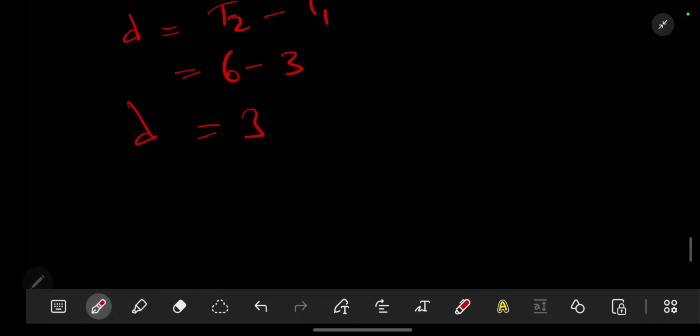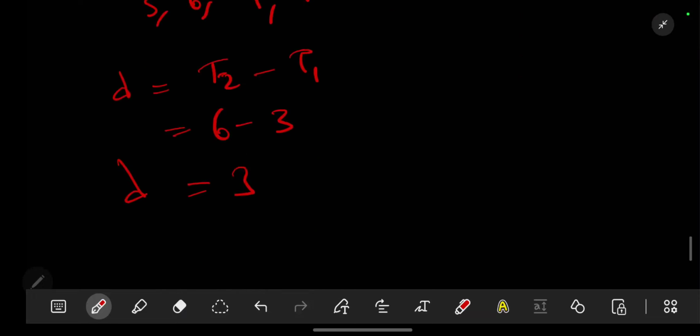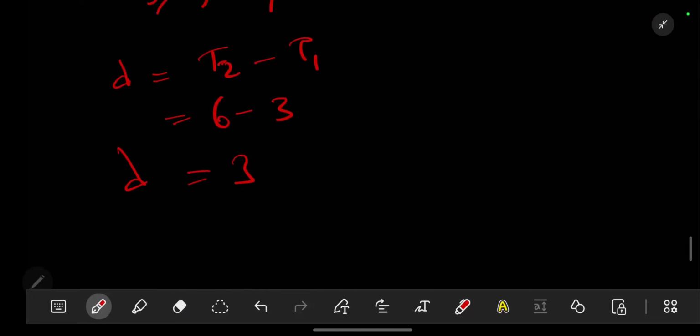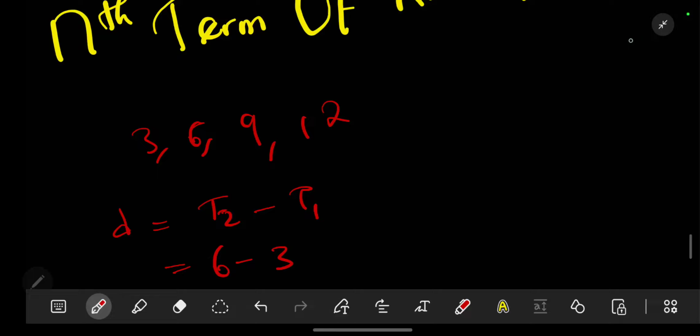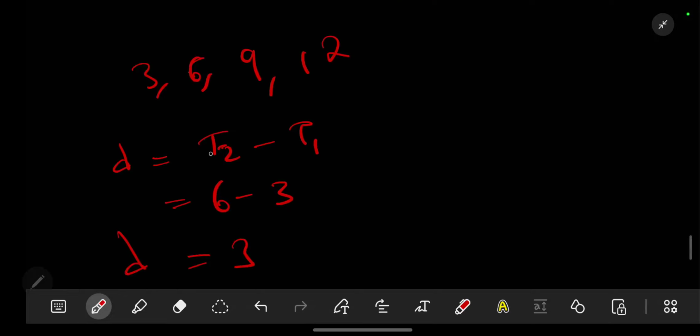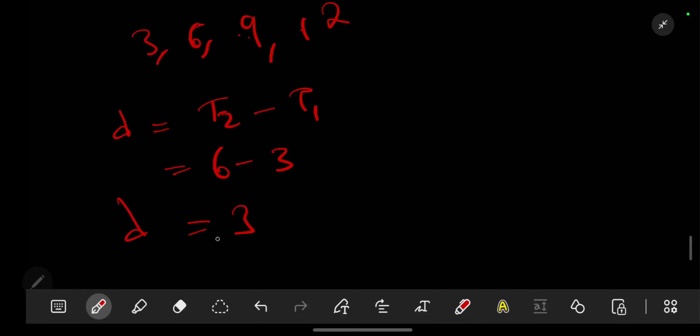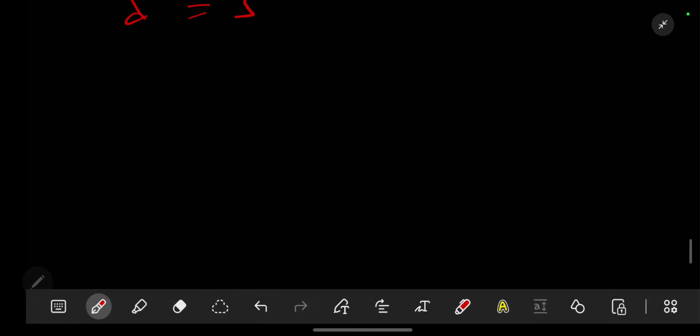If this is our common difference, it simply means that to find the next term, you add 3. So 3 plus 3 is 6, plus 3 is 9, plus 3 is 12. That is basically what the next term will be. So this is called the D. This is how we derive it.